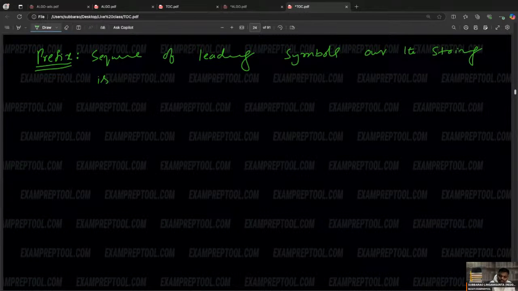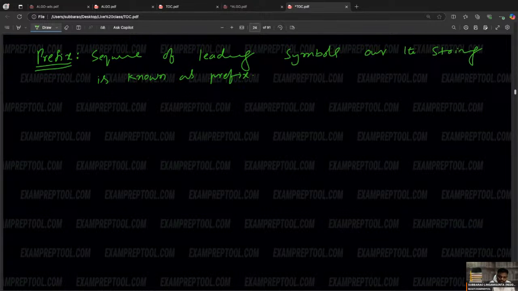Sequence of leading symbols over the string is known as prefix.